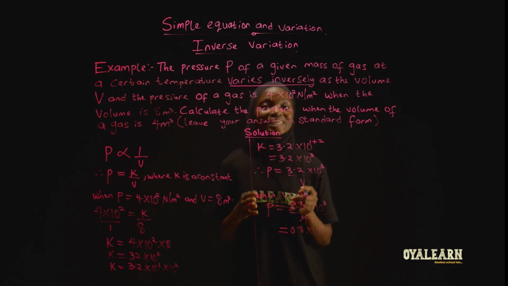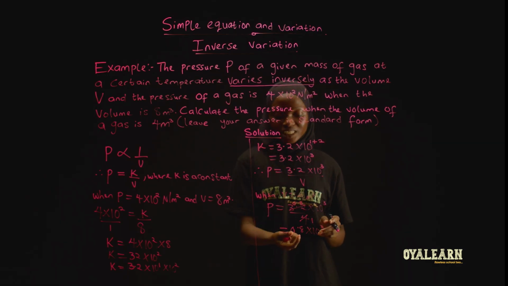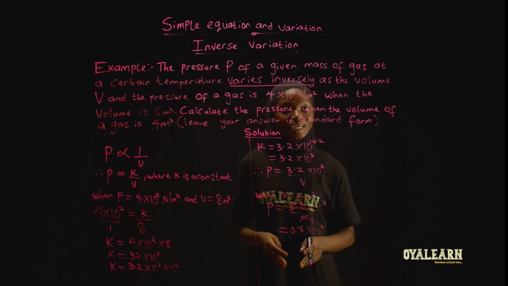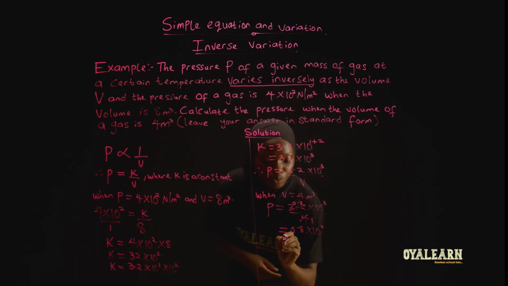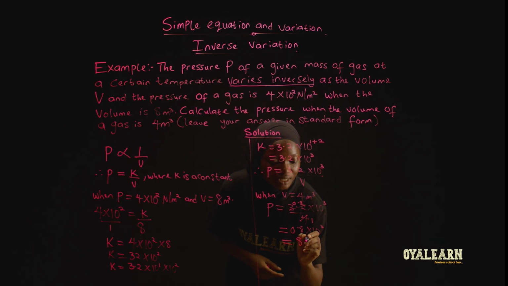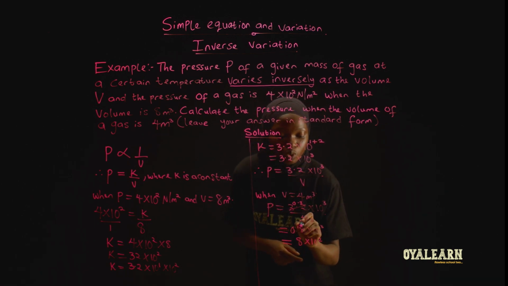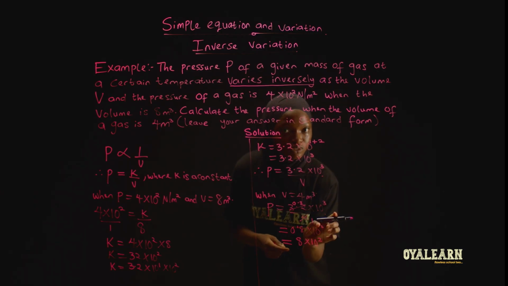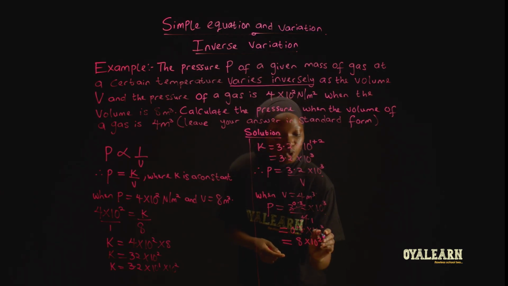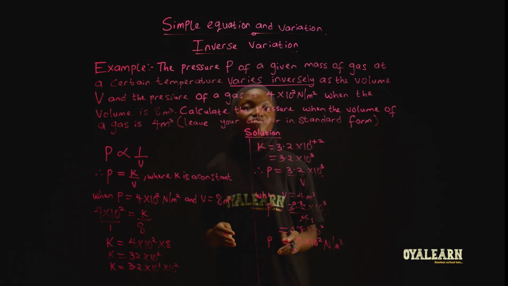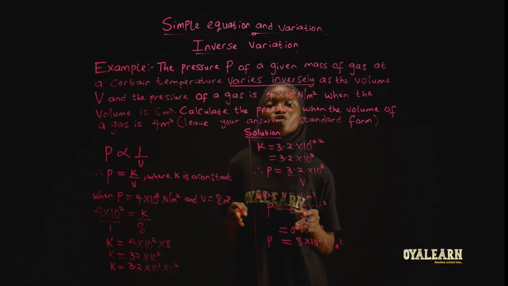But we are trying to leave it in standard form. To leave this in standard form, the value here has to be between 1 and 10. But this here is already less than 1. So here we do 8 times 10 raised to the power of 2. Why? Because I used the decimal point, I moved it 1 place. So we have 8.0. So that reduced the power of 10, so we have 10 raised to the power of 2 Newton per meter square. And that gives us the value for our pressure when the volume is 4 meter cube.